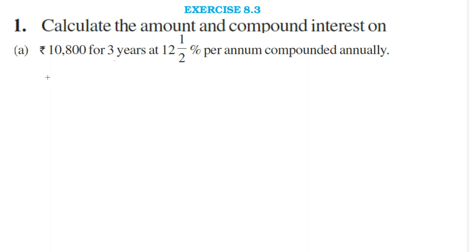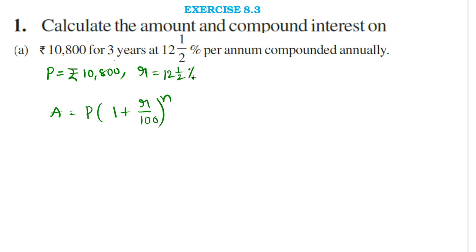To find out the total amount with compound interest, the formula is A equal to P into (1 plus R by 100) whole to the power of n. We know this. Before using this formula, let's write what is P. So P is principal amount, that is rupees 10,800. Then rate of interest R. R is how much?